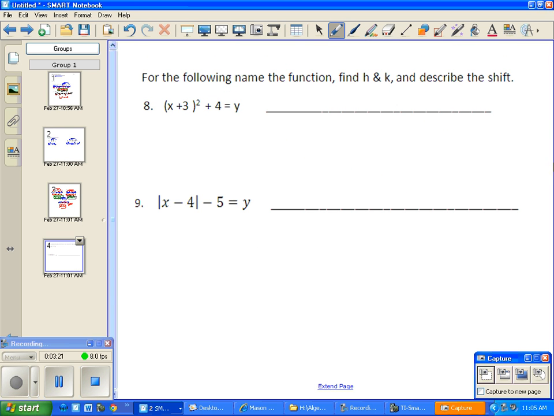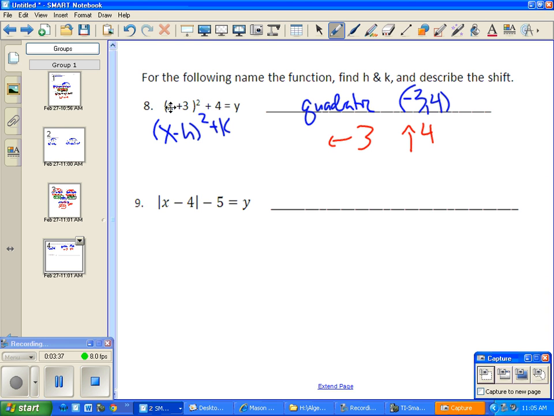The last one. When you see a quantity squared, you should know that's called a quadratic. So this is a quadratic. They plugged in negative 3, 4 for their h, k because it's usually x minus h squared plus k. And that would cause it to move left 3 and up 4. The vertex would be at negative 3, 4, so it went left 3, up 4 from the origin.